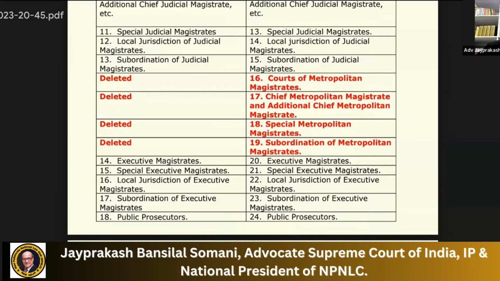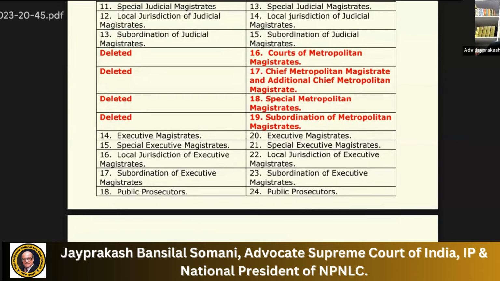Friends, sections 16, 17, 18 and 19 of the Criminal Procedure Code are now deleted. So what was in those sections? CrPC section 16, which is deleted, contained courts of metropolitan magistrate. Section 17, chief metropolitan magistrate and additional chief metropolitan magistrate. Section 18, special metropolitan magistrate, and section 19, subordination of metropolitan magistrate. BNSS has deleted metropolitan magistrates, so the related sections are now deleted.